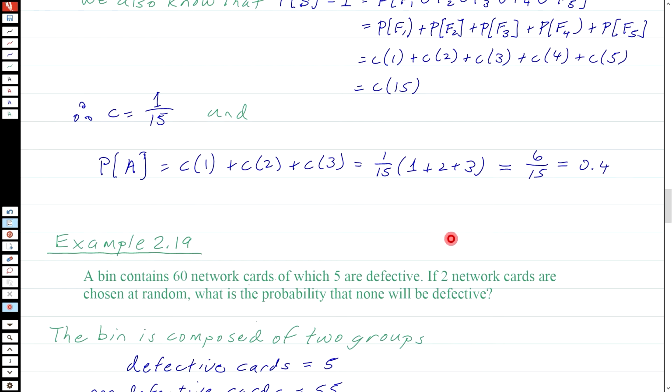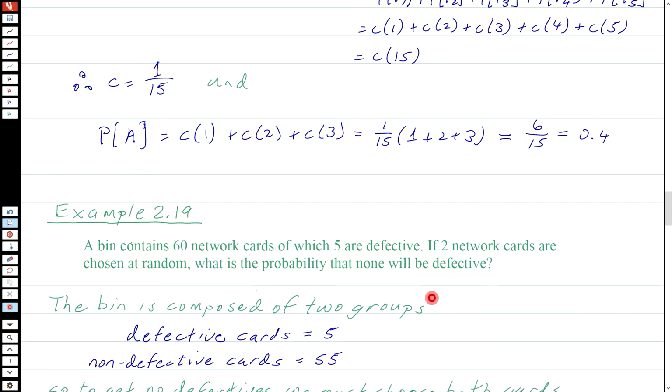Well, in this problem, we've got a bin that is composed of 2 groups. There are 5 defective cards, and there are 55 non-defective cards, and we're going to select 2 network cards at random, and then look for the probability that none of them are defective. In order for none of them to be defective, the 2 network cards had to be selected from the 55 non-defective cards. We know that the total number of ways of selecting 2 cards from the 60, if we don't care about order, is going to be 60 choose 2.